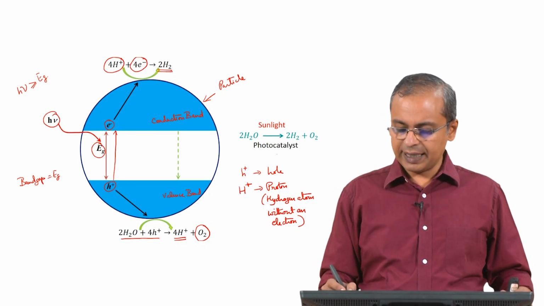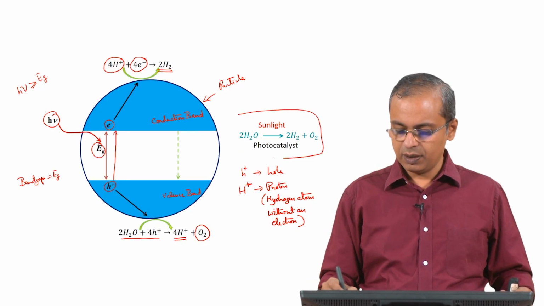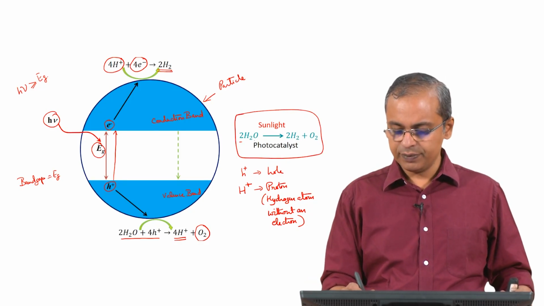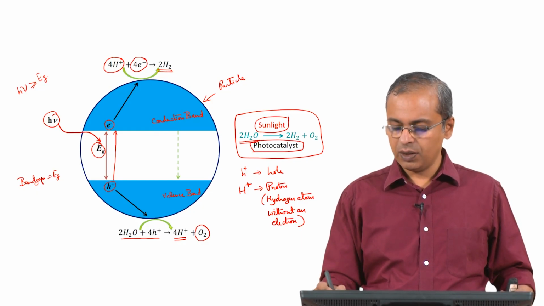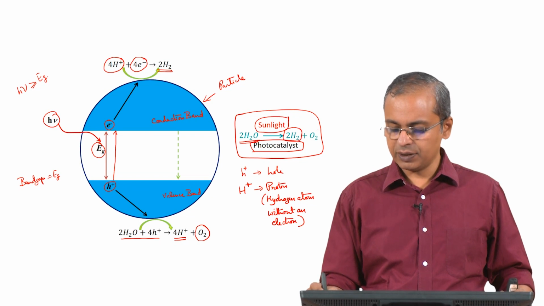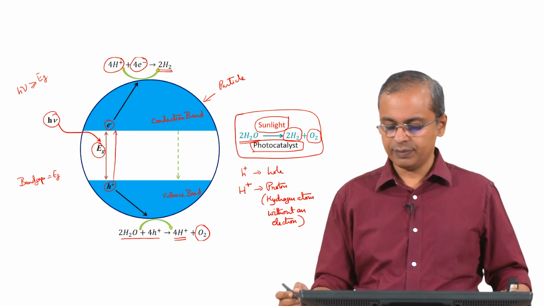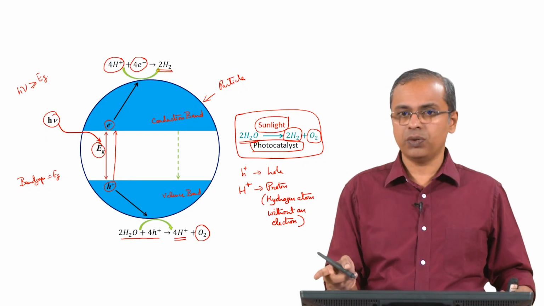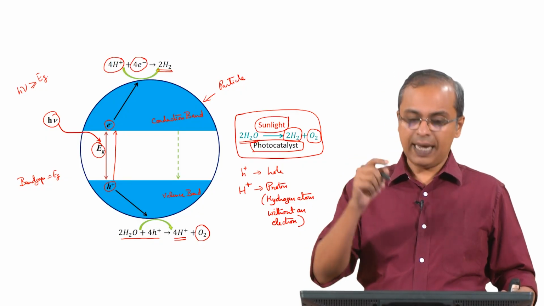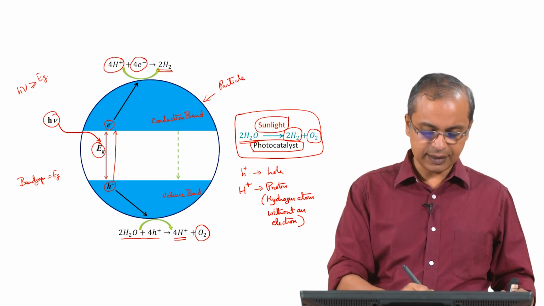So, this is the overall reaction. You have water, and in the presence of sunlight and in the presence of this photocatalyst, you are generating hydrogen and you are generating oxygen. Okay. But the photocatalyst is important. If you just had sunlight, this is not going to happen. The sunlight acts on the photocatalyst and does this transition.